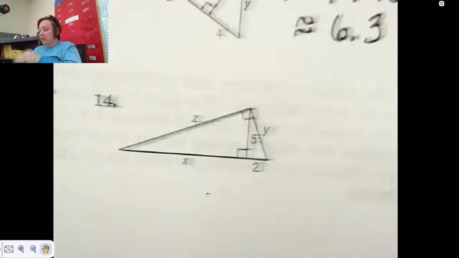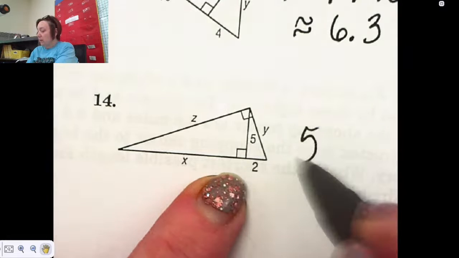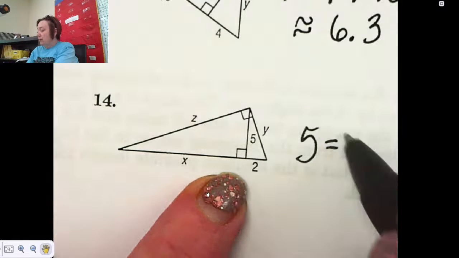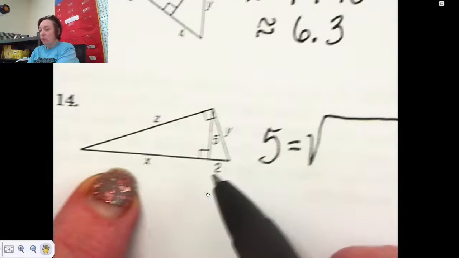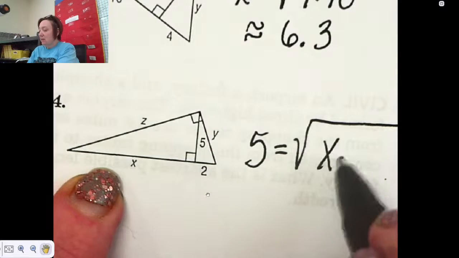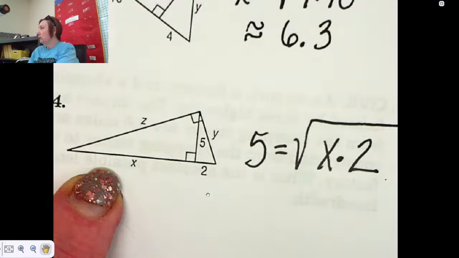They actually gave you the altitude this time. So we're going to put it in. The altitude is 5. Now, how do we find the altitude? Well, we multiply these two numbers and take the square root of it. That means we have x times 2, but we're taking the square root of it, right?